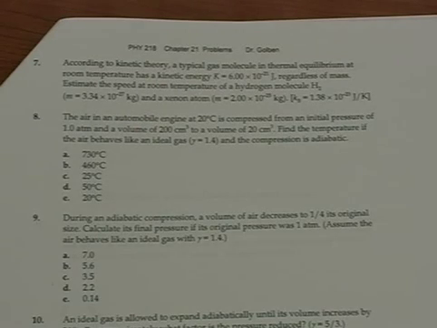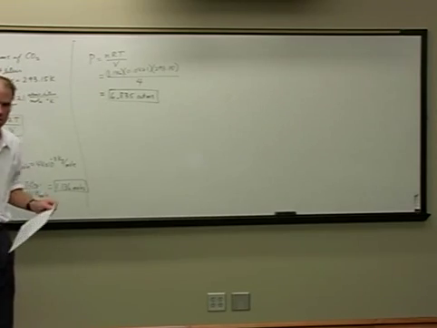Problem number 7. According to kinetic theory, a typical gas molecule in thermal equilibrium at room temperature has a kinetic energy of K equal to 6 times 10 to the minus 21 joules, regardless of mass. Estimate the speed at room temperature of a hydrogen molecule, which has a mass of 3.34 times 10 to the minus 27 kilograms, and a xenon atom, 2 times 10 to the minus 25 kilograms, if our Boltzmann constant is 1.38 times 10 to the minus 23 joules per Kelvin. Good. Let's do this.